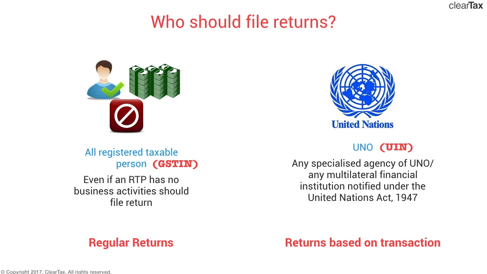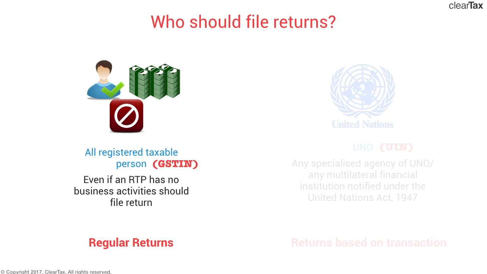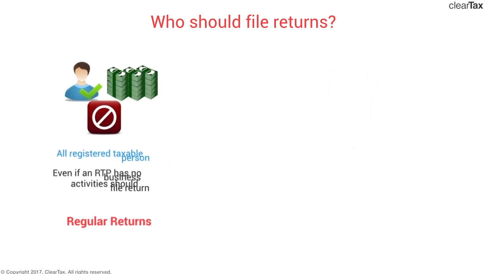All registered taxable persons will have to keep on filing returns for every month that the transaction is undertaken, or every quarter, depending on what status the taxpayer is. So regular returns will have to be filed, while for United Nations and related agencies, only based on transaction. They are one-off and we'll not be discussing them in this module. So our scope is restricted to normal registered taxable persons filing regular returns.